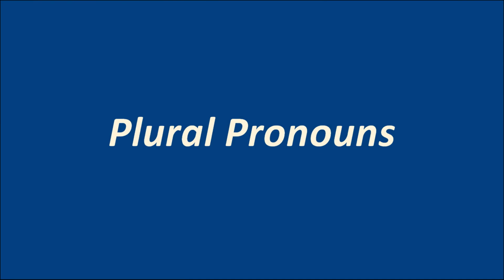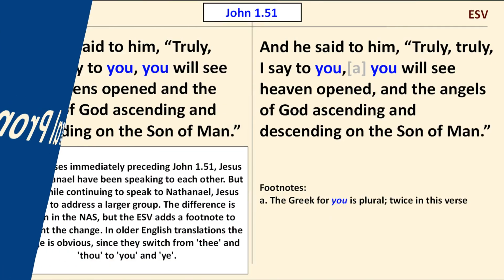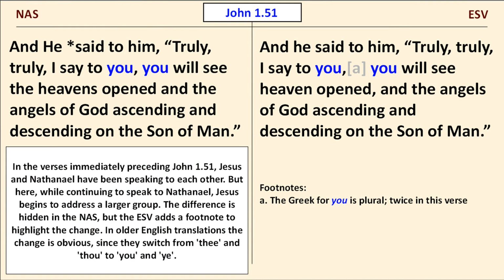Our final subtopic, under the general heading of Other Noteworthy Differences, deals with the way the two translations deal with the plural pronoun "you." In 21st century English, we can't distinguish between "you" singular and "you" plural, except by context. The older translations didn't have that problem, since they used different words like "thee" and "ye" for the singular and plural. Our first example is from John's Gospel, chapter 1, verse 51.